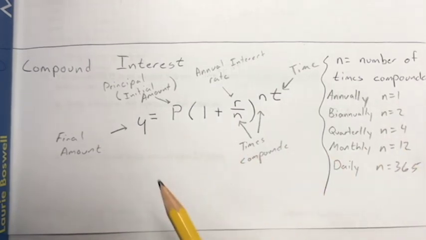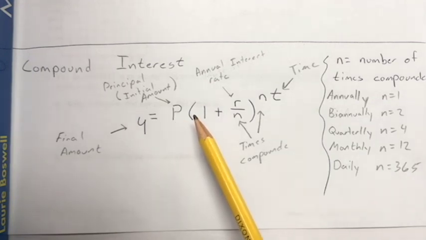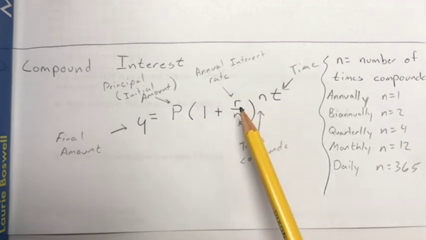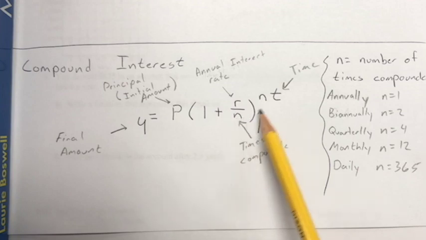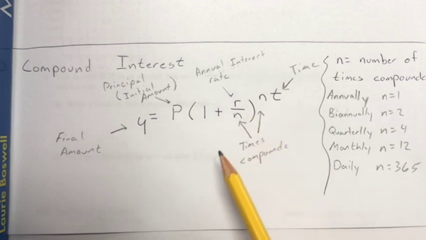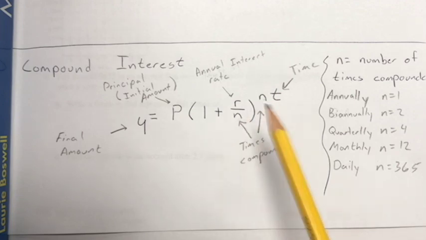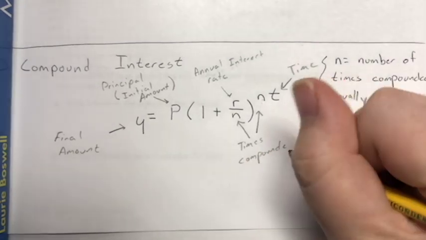Again, Y represents the final amount, and P is what we call the principal. This is the money that you start with, the initial amount. And then we have the annual interest rate, and again, this is going to be turned into a decimal. And then these two pieces are the new one, and I'll talk about that in just a moment. And then lastly, we have time. So let's go back and talk about what this N represents. This represents what we call compounding, times compounded.